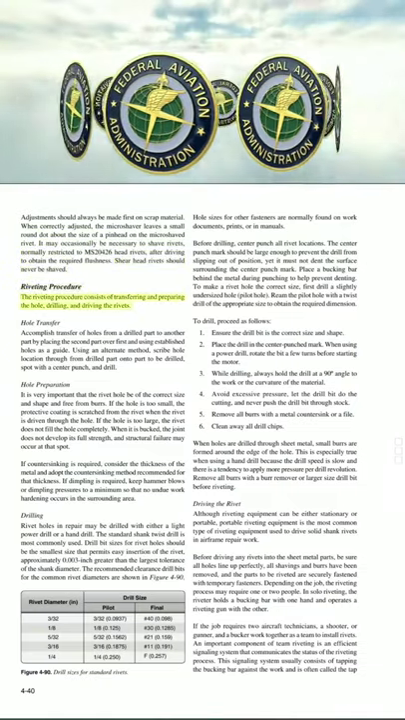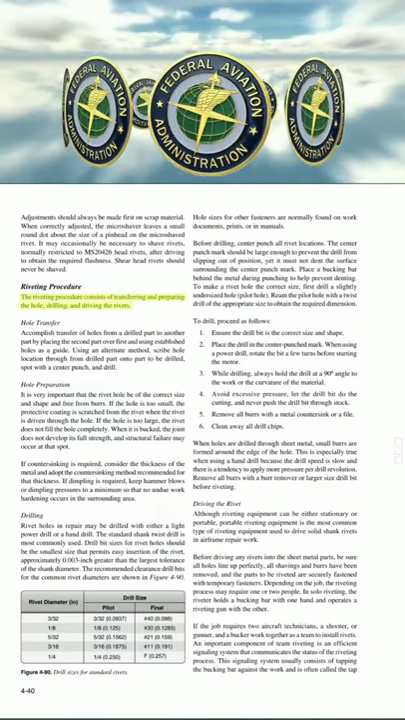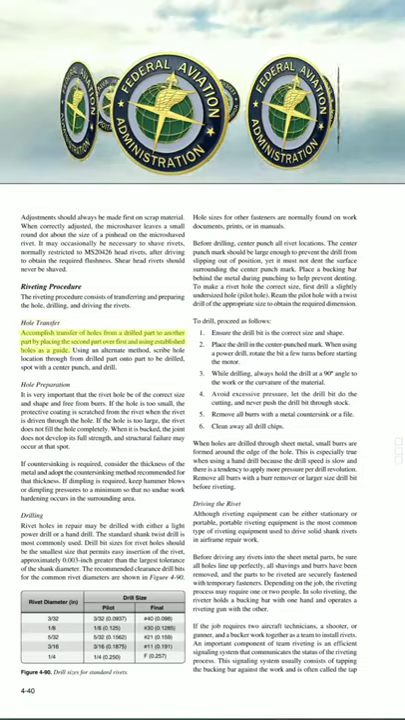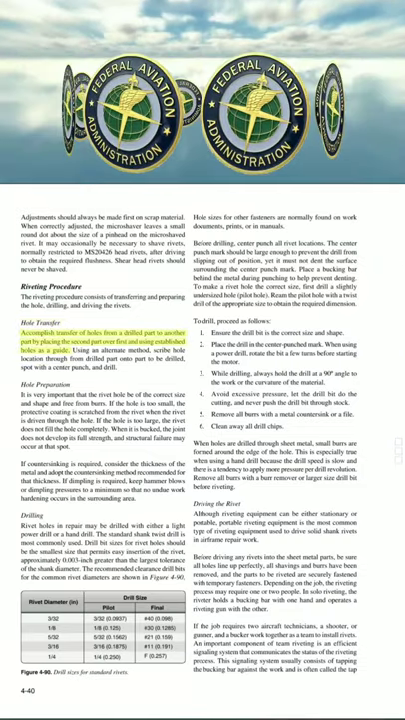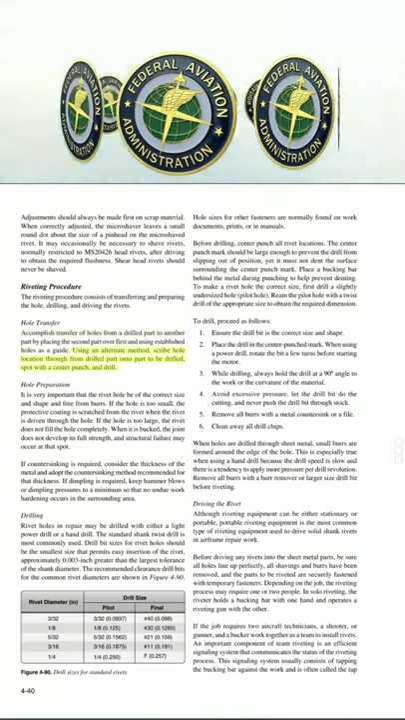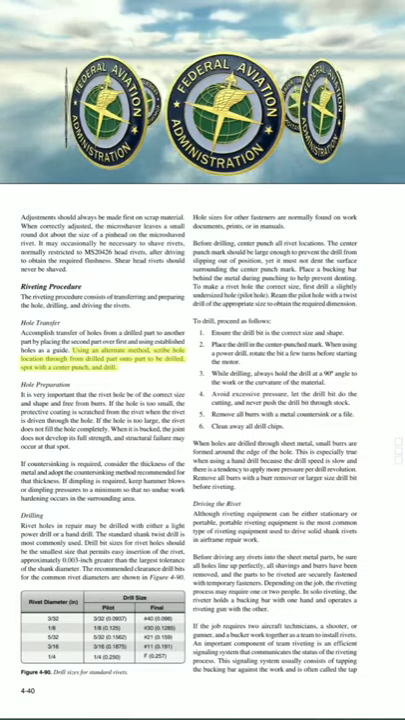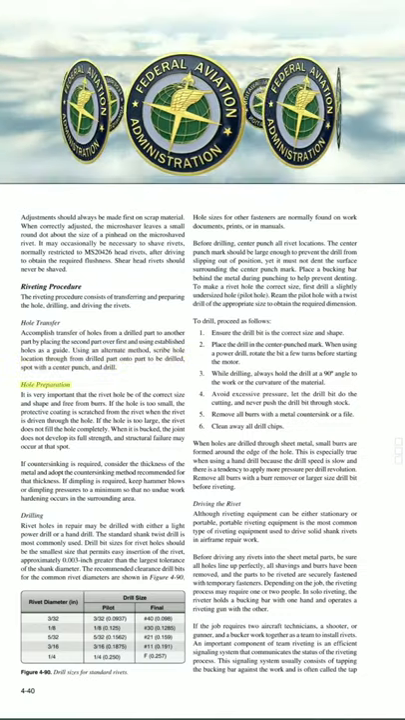Riveting procedure. The riveting procedure consists of transferring and preparing the hole, drilling, and driving the rivets. Hole transfer. Accomplish transfer of holes from a drilled part to another part by placing the second part over the first and using established holes as a guide. Using an alternate method, scribe hole location through from the drilled part onto the part to be drilled, spot with a center punch, and drill.